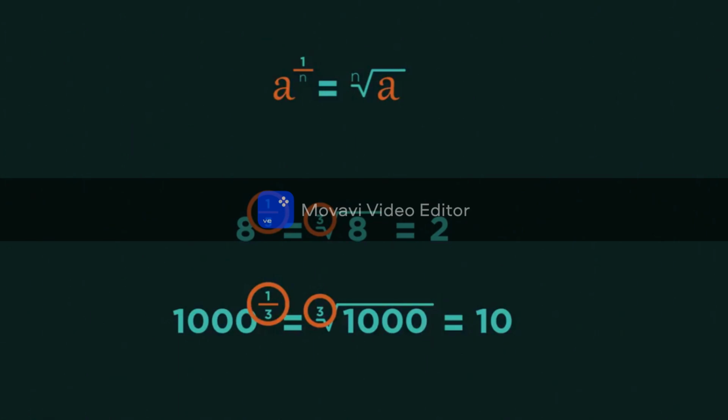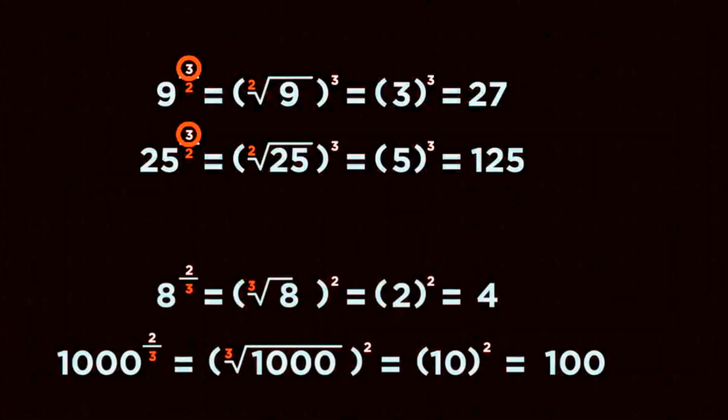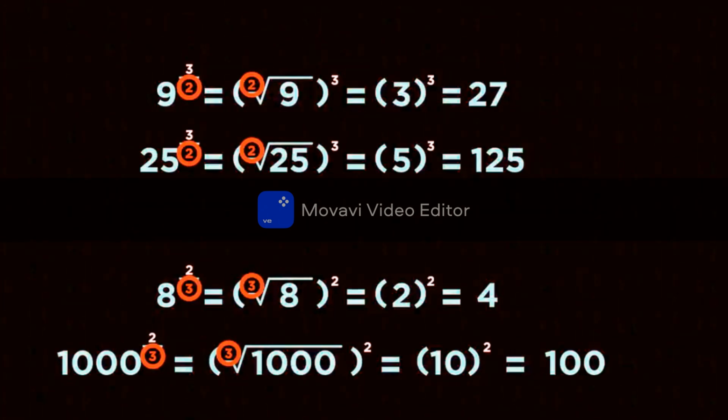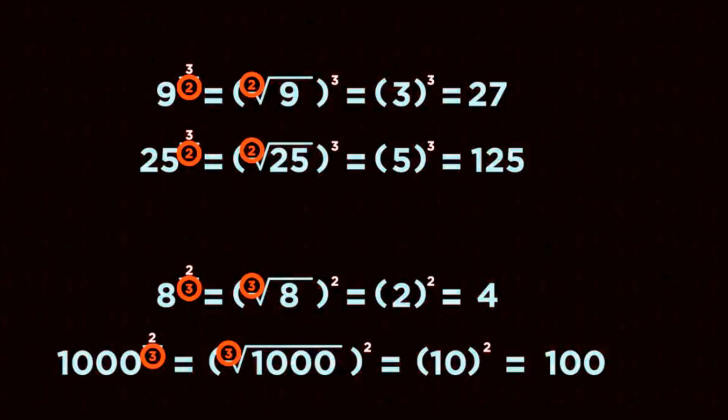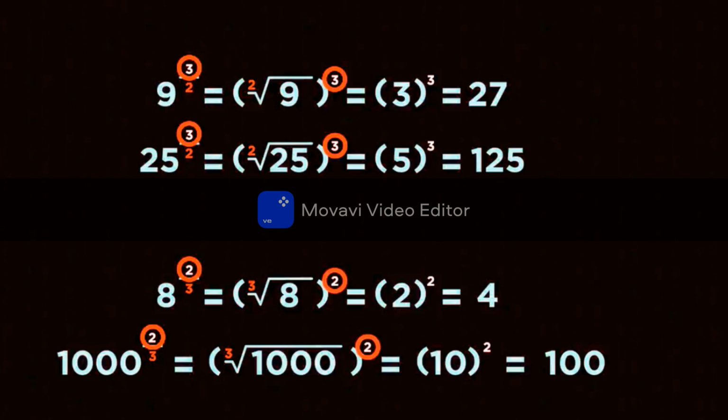But what if the numerator isn't 1? So 3 over 2 and 2 over 3. What happens now? Can you see that the denominator is still the root of the number? So square root for these ones and cube root for these ones. But now the numerator raises the root to the power. So power of 3 for these ones and power of 2 for these ones.